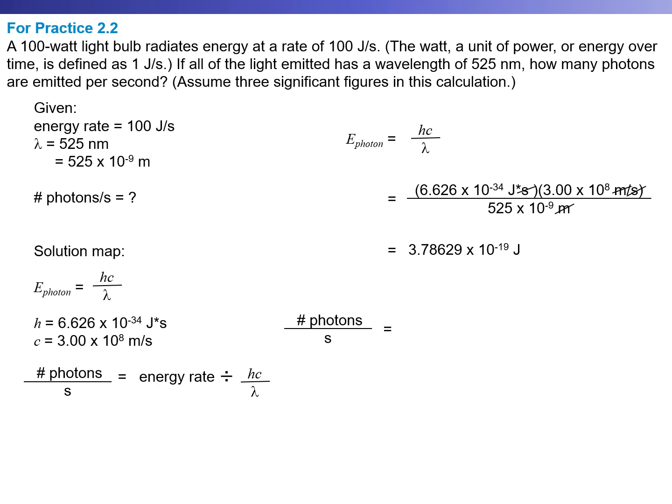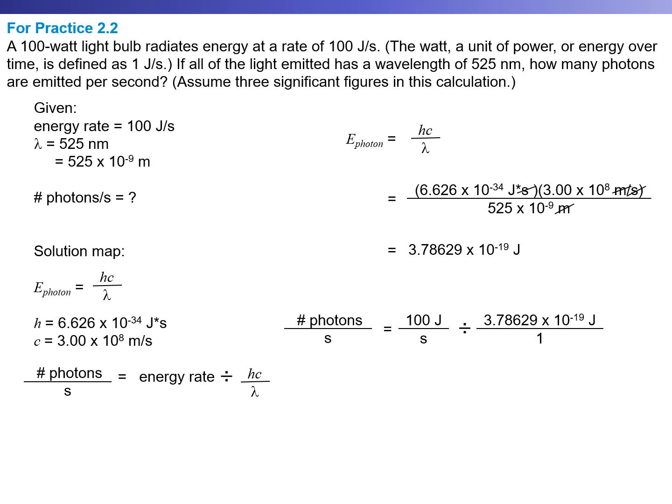Well, now we have to find the number of photons per second. So we're going to take our energy rate, which is 100 joules per second, and we're going to divide it by 3.78629 times 10 to the -19th joules. That might not look like anything you can deal with, but if we put that second term as a fraction, now we're starting to get somewhere.